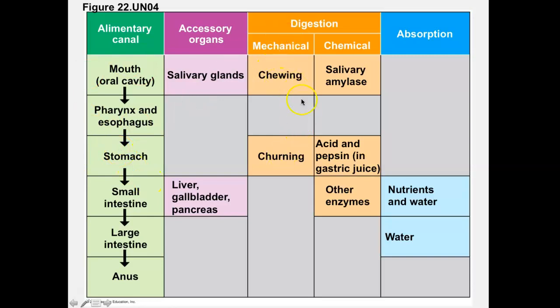This shows you where you have the different kinds of digestion going on. Mechanically, the stomach, as it churns the food, is also a kind of mechanical digestion. And then the chemical digestion is, again, mainly enzymes, but you do have acid, and then other enzymes. So we have enzyme, acid, and enzyme, and then absorption occurs in the small intestine and large intestine, but again, the large intestine is just water.